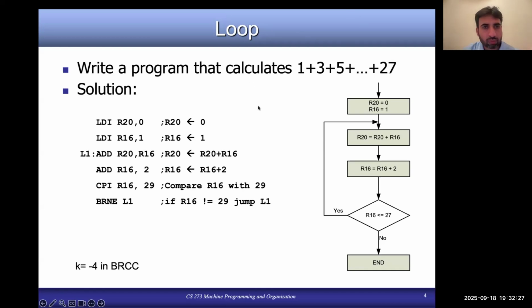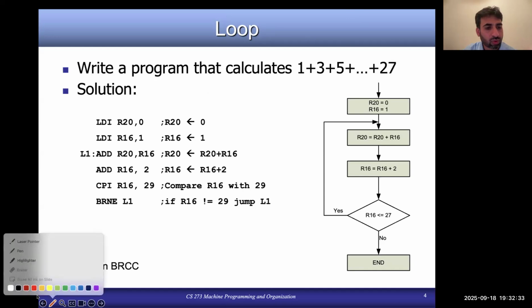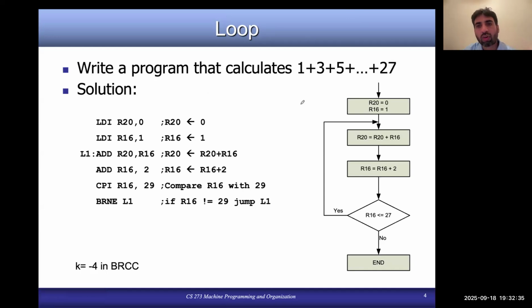So let's say we want to write a program which calculates the sum of all odd numbers from 1 to 27. Note here that we are not adding 2, we are not adding 4. We are adding only odd numbers. So how can we do that? Again, the best way is first always to write your pseudocode or to draw the control flow diagram and then convert it into the assembly program.